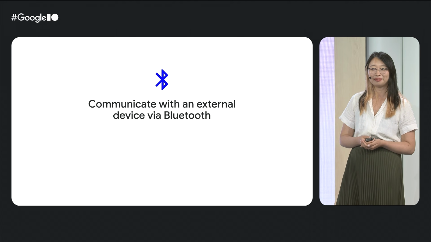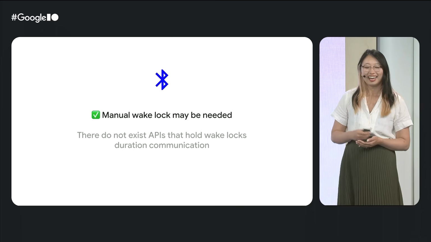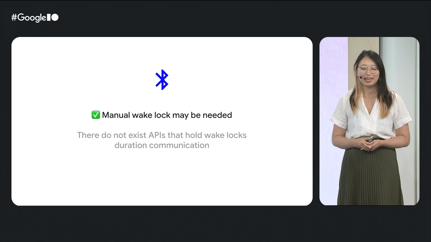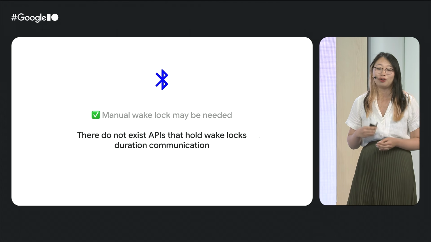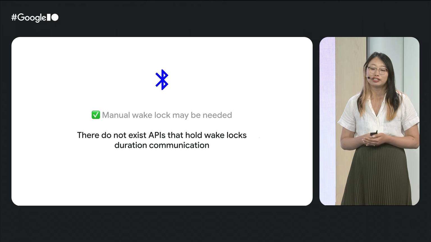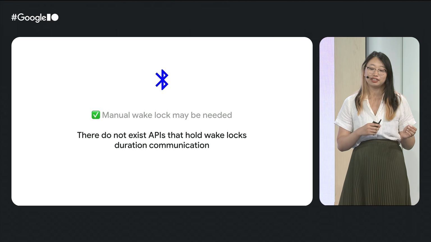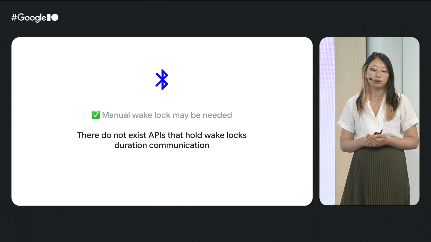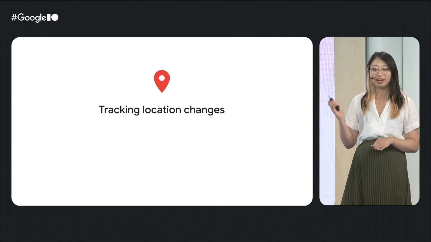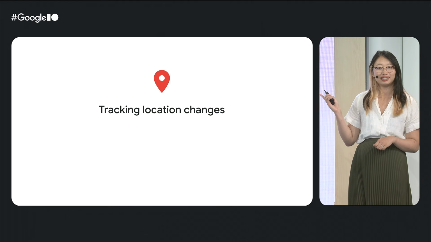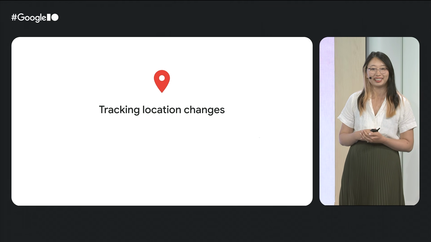What do you think? I'm hearing some manual ones. All right. So manual wake locks may be needed in this scenario. There does not exist an API that holds the wake lock during communication, so you may need to use Work Manager to schedule that task, or hold a manual wake lock if communication should happen while the screen is off. And our final scenario is using location. What do you think?